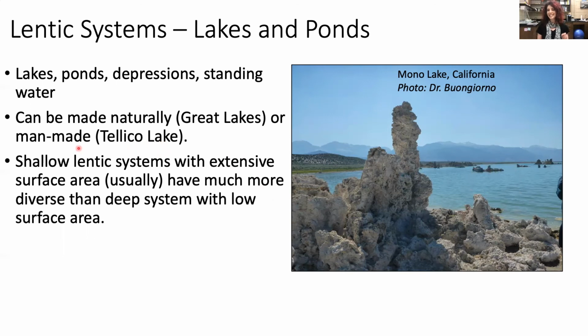Shallow lentic systems with extensive surface area on the top usually have much more diversity than deep systems with low surface area. I wrote usually here because in systems like Mono Lake, for example, where the environment is extremely salty, you have to be highly adapted to that space in order to live there. And so in that way, biodiversity is pretty low, but in general, lentic systems are pretty diverse. These again have different physical characteristics based upon depth.